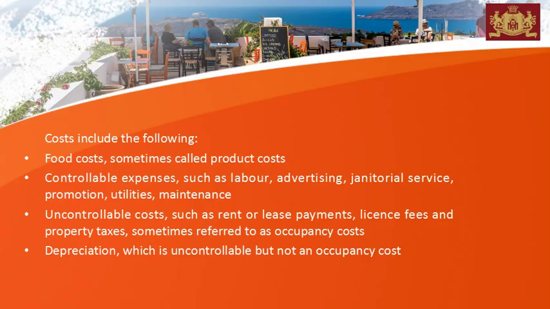Costs include the following: food costs, sometimes called product costs; controllable expenses, such as labor, advertising, janitorial service, promotion, utilities, maintenance; uncontrollable costs, such as rent or lease payments, license fees and property taxes, sometimes referred to as occupancy costs; depreciation, which is uncontrollable but not an occupancy cost.